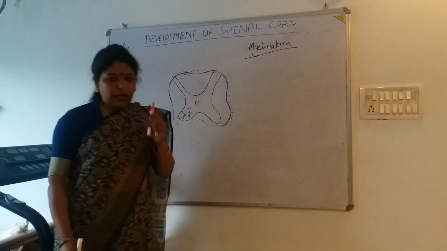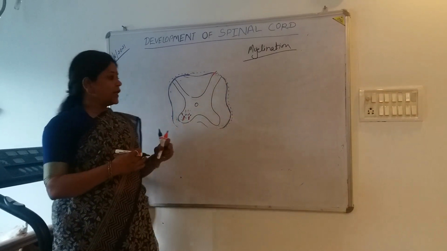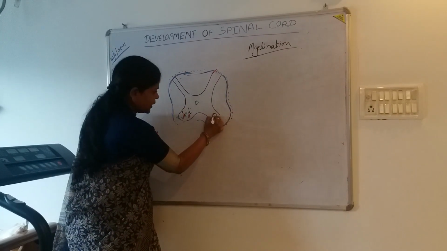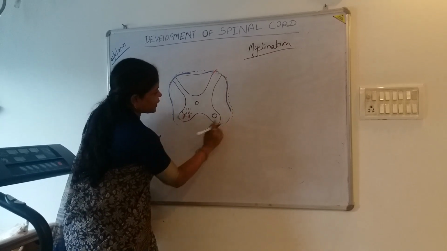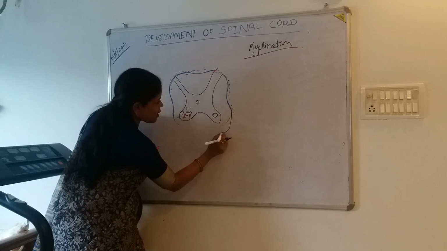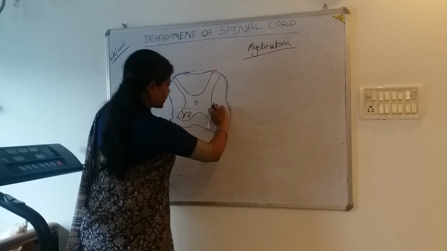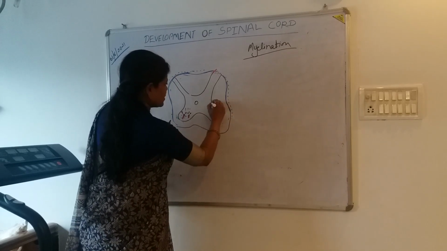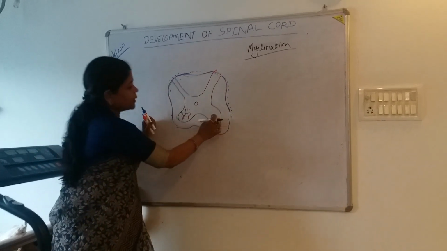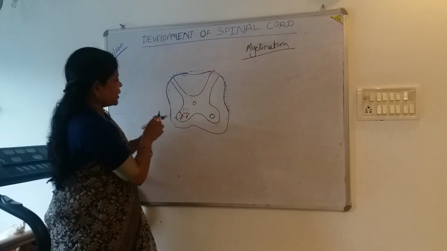Myelination. Myelination means there is an insulating material on the axon. Suppose here it is a neuron. I am drawing a diagram here. Here it is a motor neuron in the basal lamina, and the axons are emerging from here.